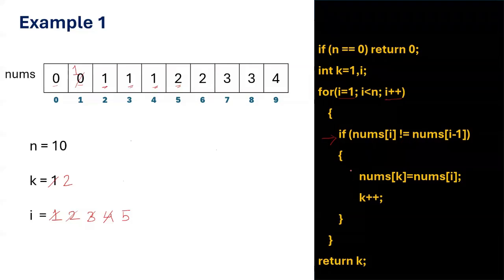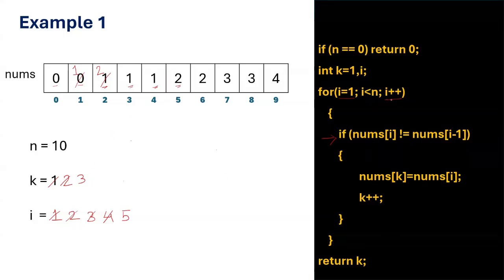It means these two steps will be executed. Nums k equals to nums I. Number at ith position will be stored at kth position. I is 5. It means number at fifth position will be stored at k equals to 2 at second position. So second position this number will be stored and will increase k by 1. So new value of k is 3. It means the next unique number should come at third position.